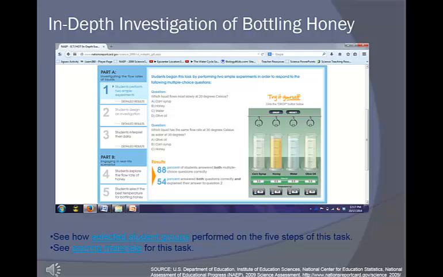Each number on the left can be clicked on to get more in-depth information on how 8th grade students did in 2009.